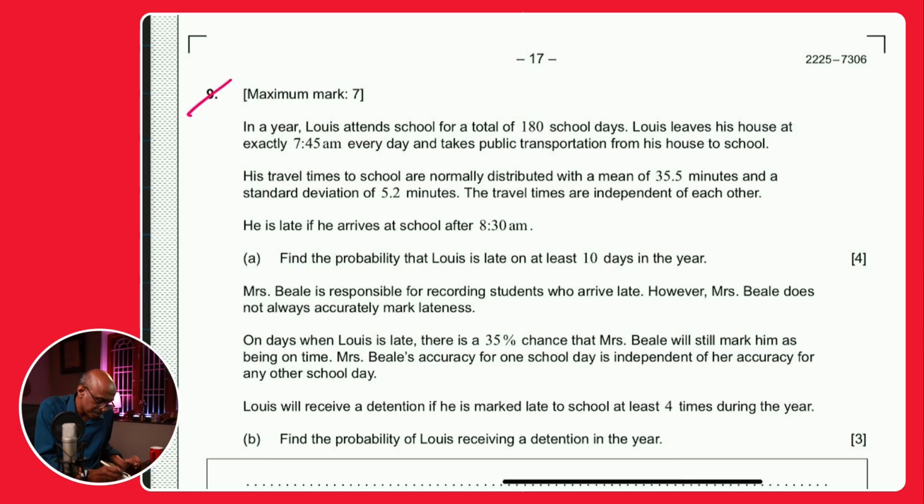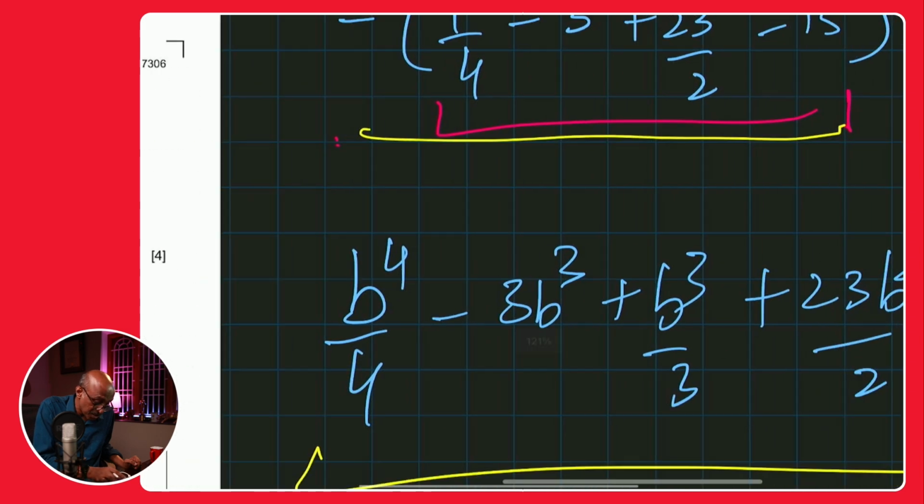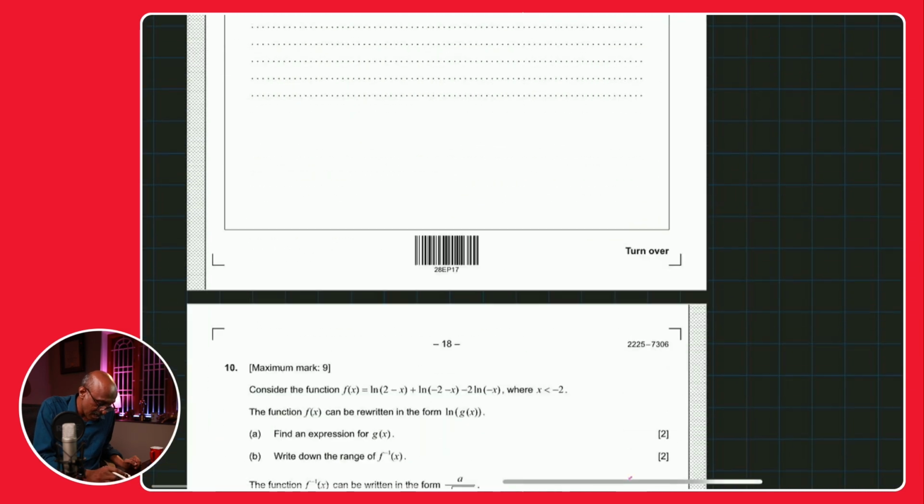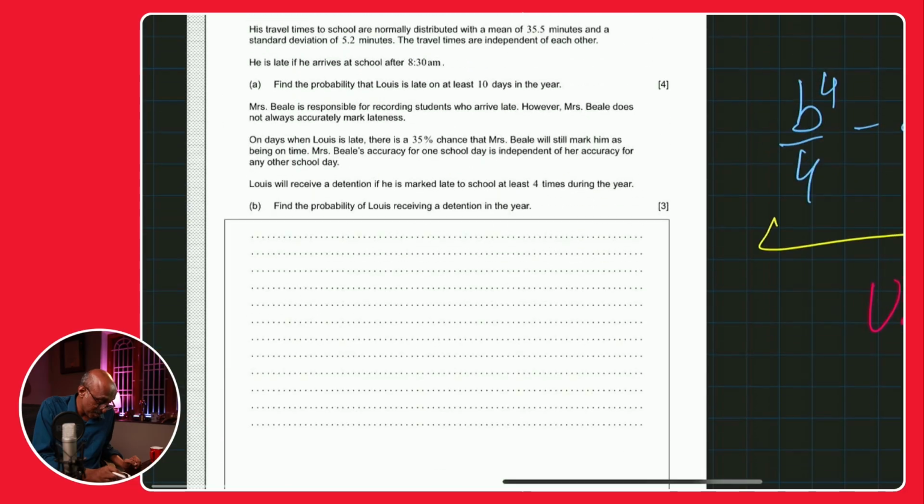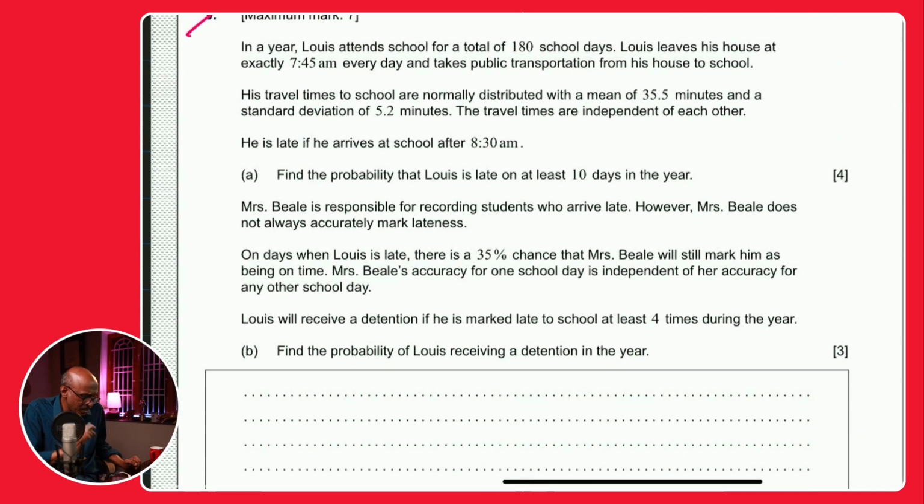I'll just erase this part. Because there is not much space here, I'll have to make sure that I write here and find some space. All right, let's read the question again. In a year, Louis attends school for a total of 180 school days. That's an important piece of information to keep in mind, okay? Total number of school days is 180.